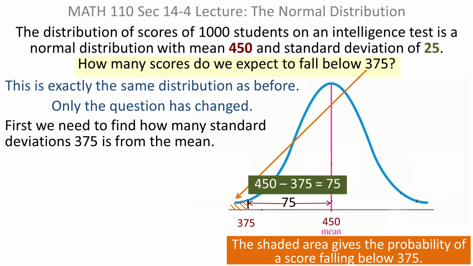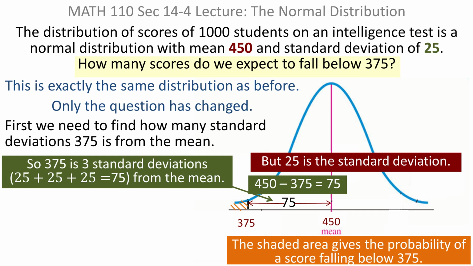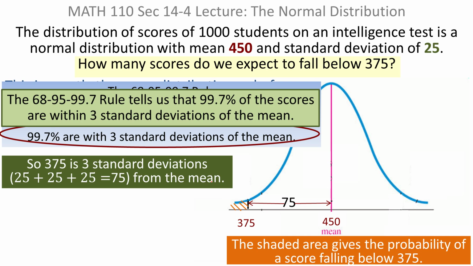Do it by subtraction. 450 minus 375 is 75. The standard deviation is 25. 25 times 3 is 75, or 25 plus 25 plus 25 is 75, whichever way you want to think about it. That tells us that 375 is 3 standard deviations from the mean. That's what we needed to know. That tells us which line of the rule to use. So now we know we want to use the third line of the rule, the one for being 3 standard deviations from the mean, and that's 99.7.